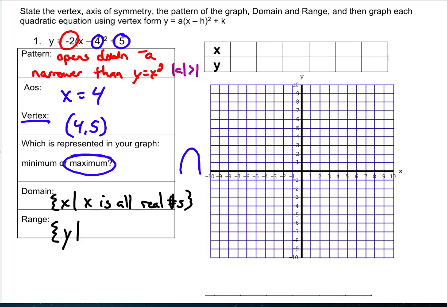So in this case, y such that y is less than or equal to 5. 5 is going to be that high point, and I want everything below that 5. All right, so now we're going to do our table of values.